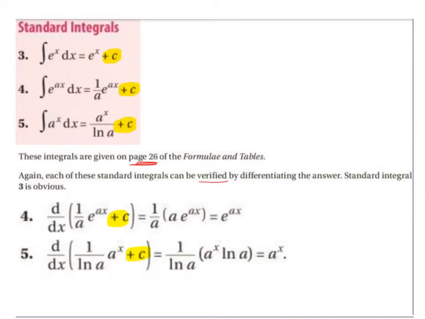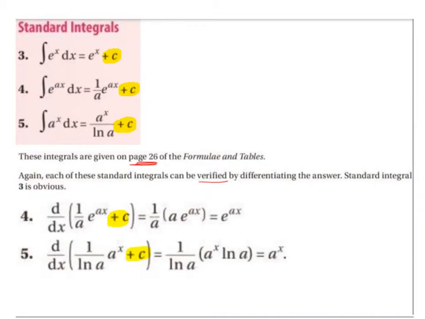of ax. And then d 1 over ln a to the power of x plus c dx gives us 1 over ln a, or the natural log of a, times a to the power of x ln a, which is equal to a to the power of x.